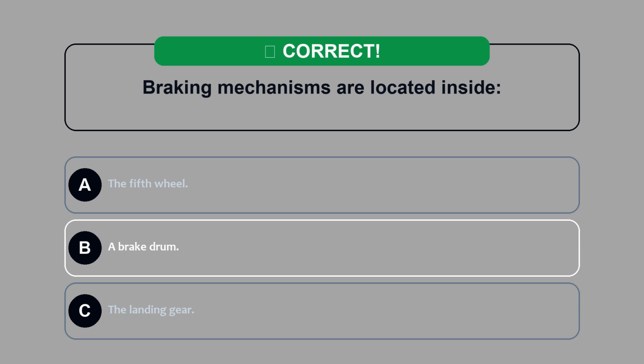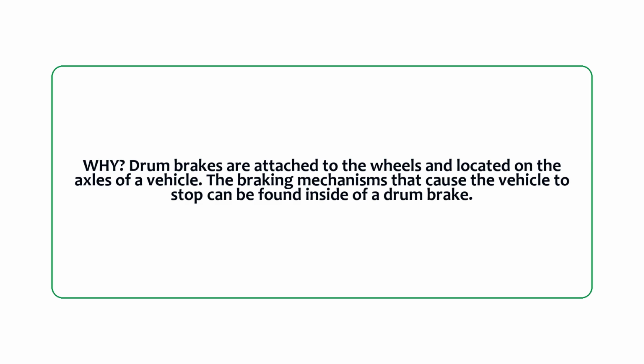The correct answer is option B, a brake drum. Explanation. Drum brakes are attached to the wheels and located on the axles of a vehicle. The braking mechanisms that cause the vehicle to stop can be found inside of a drum brake.